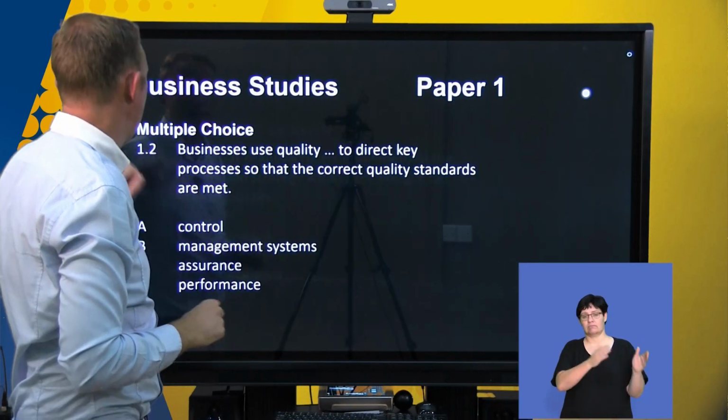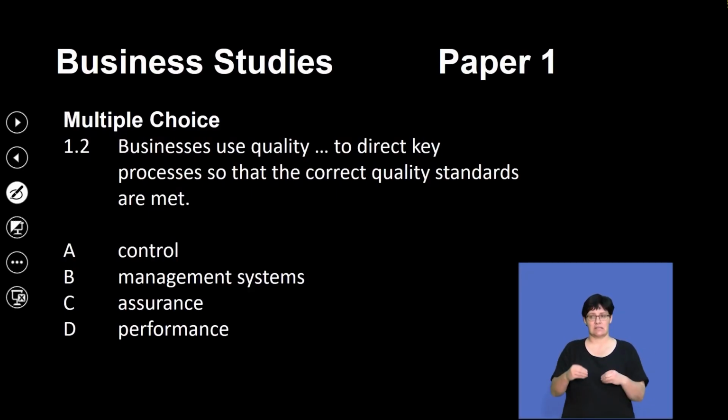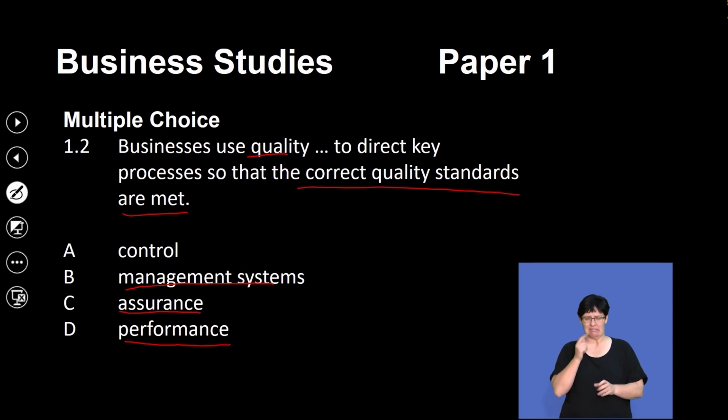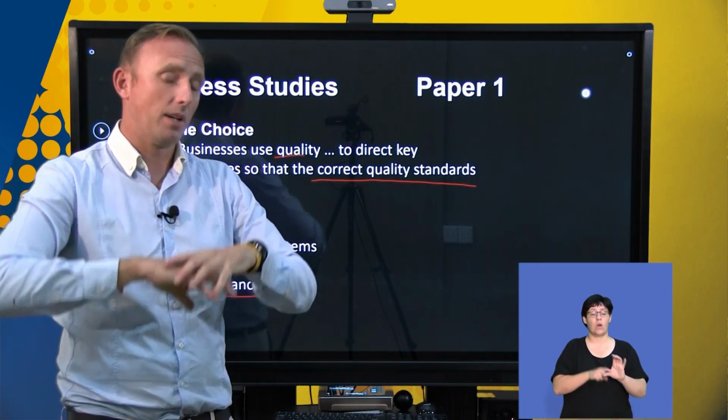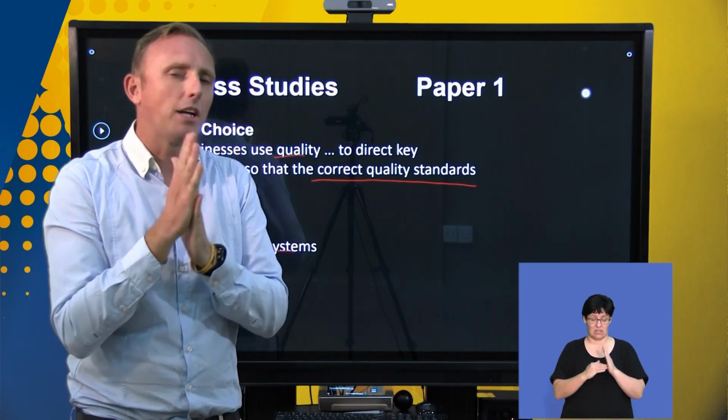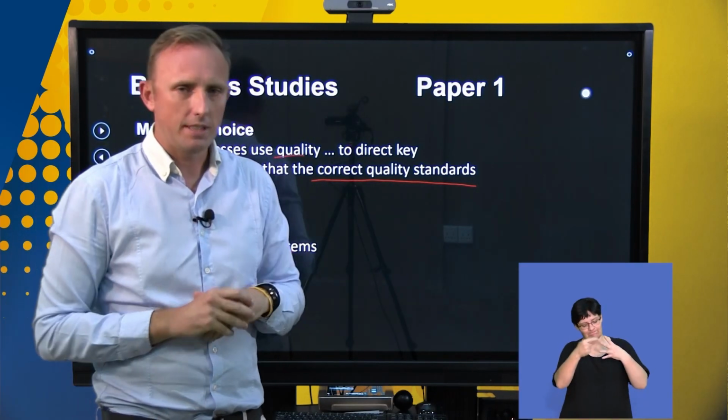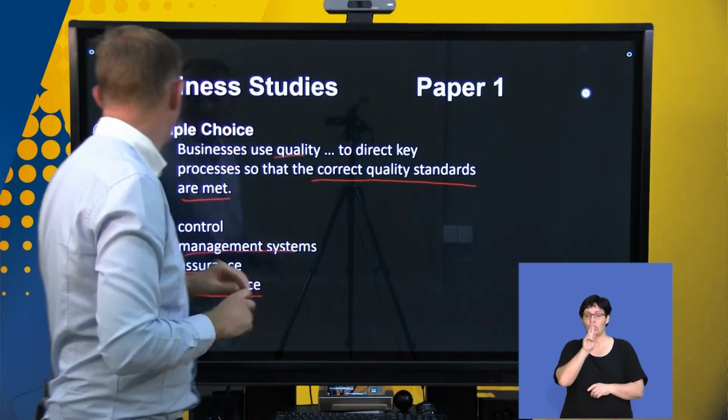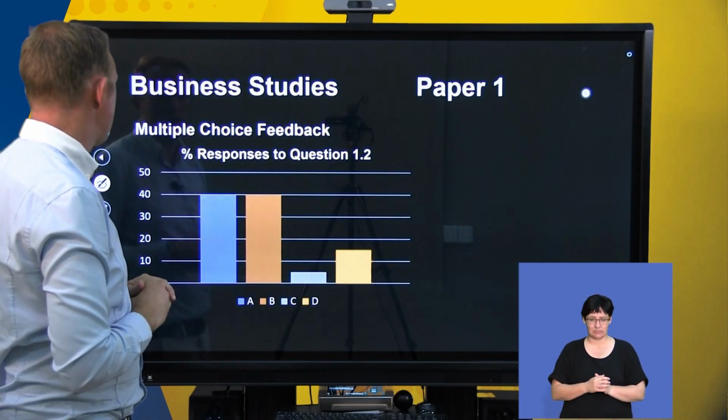All right, let's go on to our next question. Businesses use quality to direct key processes so that the correct quality standards are met. The options we have are quality control, quality management systems, quality assurance, as well as quality performance. This can be a little bit of a tricky question. Quality is quite in depth in Matric, so make sure that you understand all the different elements of quality. Let's look at the answers.